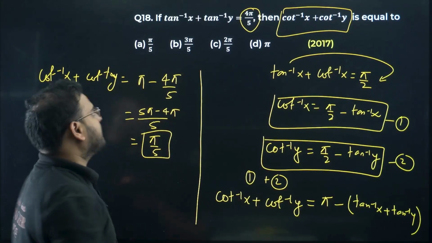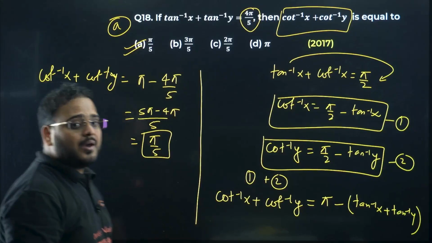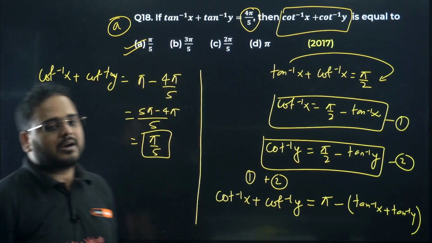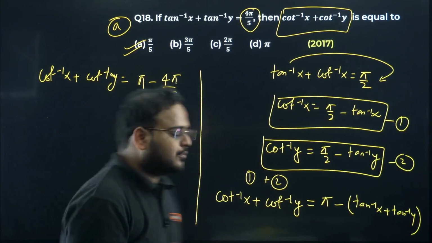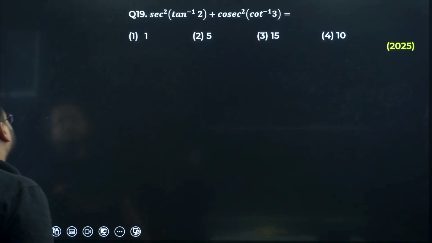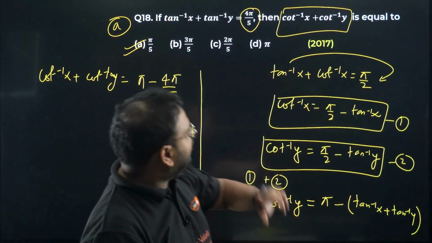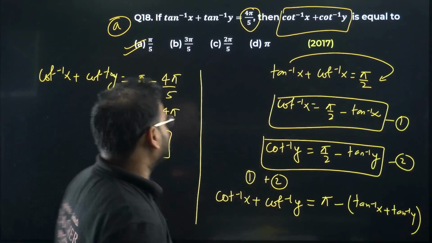What is the answer? Option A, pi by 5. Question number 18, option A is pi by 5, correct answer. Please check. 18th is done. Question number 19th now. This is clear, right? 18th is clear for everyone. If you want to watch it again, play the same question again and then continue with the next question.